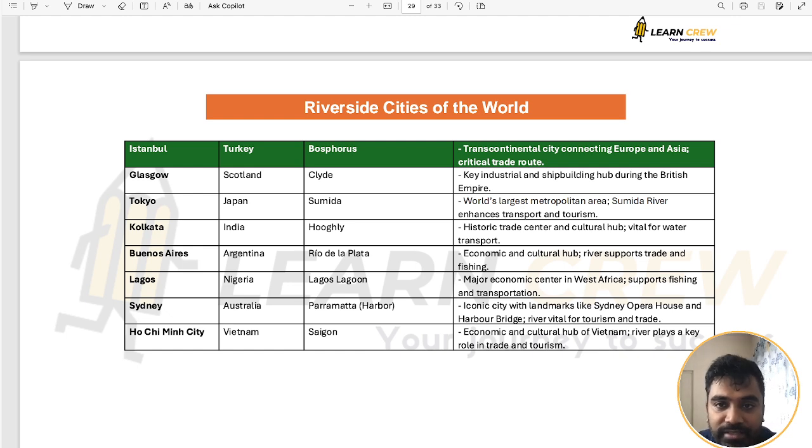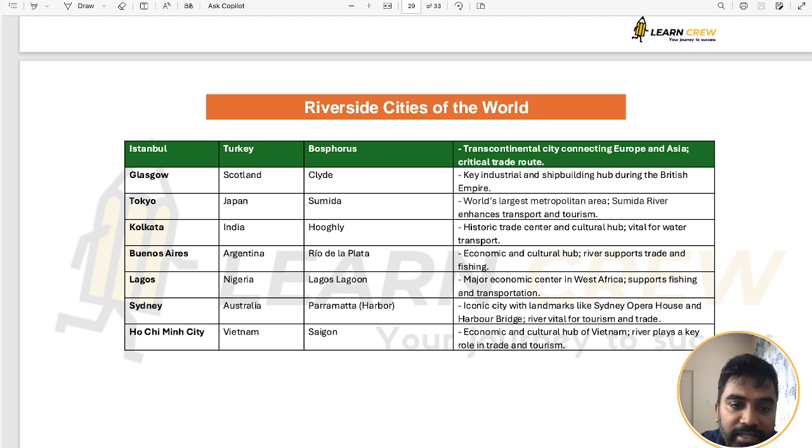Okay, next we are having South Asian civilization which is in Lahore and Kolkata. Also the Indus Valley civilizations and all these things come into the picture. East Asian civilizations we are having in Shanghai and Tokyo for Yangtze and Sumida rivers. Then we have Southeast Asian, that is Chao Phraya in Bangkok and Saigon in Vietnam.